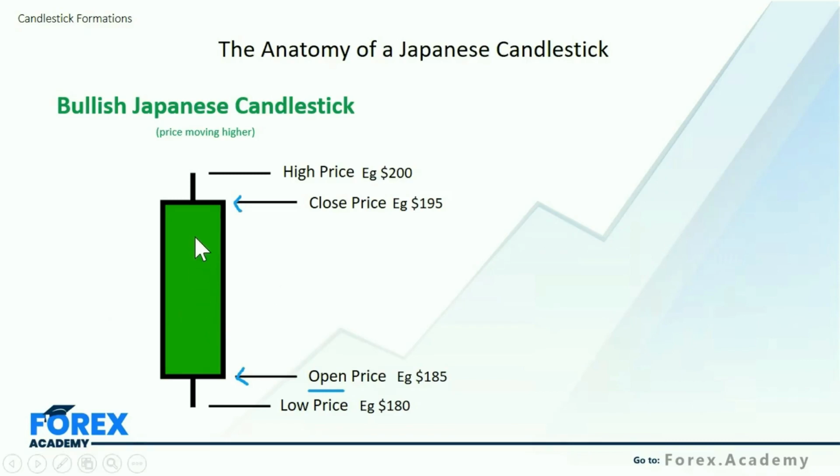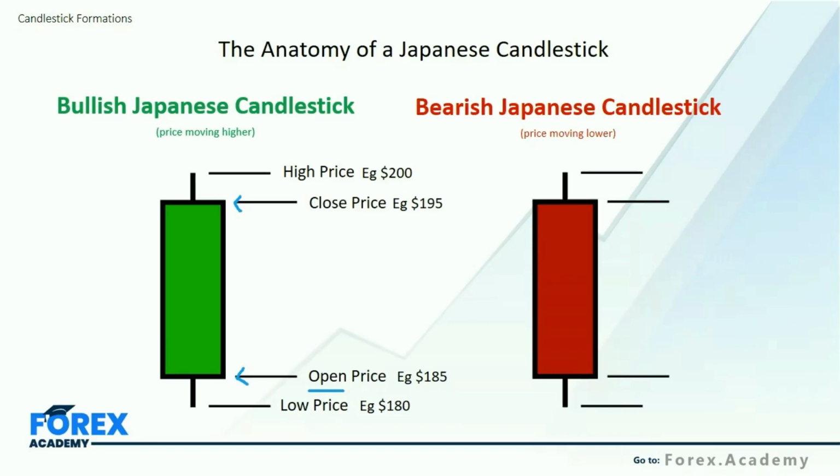And the size of this green body is quite significant, and it will determine how much momentum exists in the market at any particular time period and point in time. And so the size of this does have an important role to play. Now, this is a bullish Japanese candlestick. Now, in addition, we also have bearish Japanese candlesticks, and this effectively means that prices are moving lower.